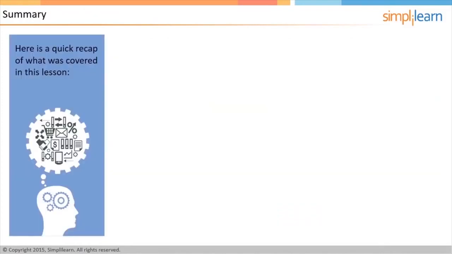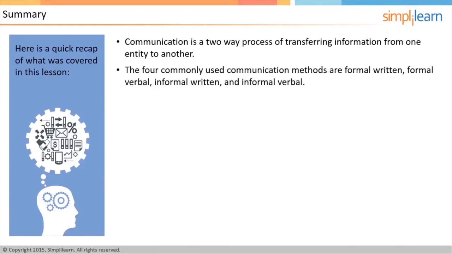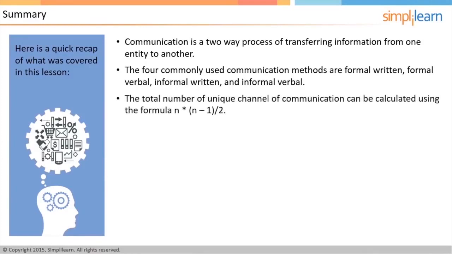Here is a quick recap of what was covered in this lesson. Communication is a two-way process of transferring information from one entity to another. The four commonly used communication methods are formal written, formal verbal, informal written, and informal verbal. The total number of unique channels of communication can be calculated using the formula n multiplied by n minus 1, and the resulting sum divided by 2.